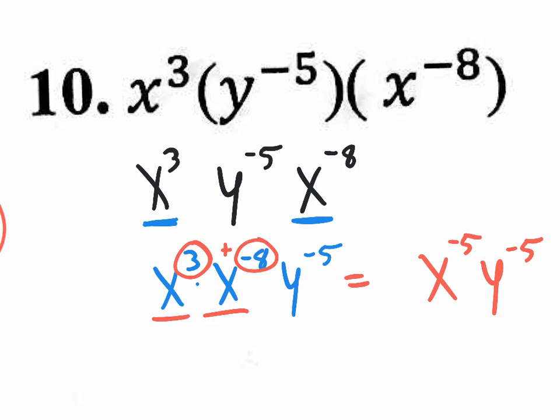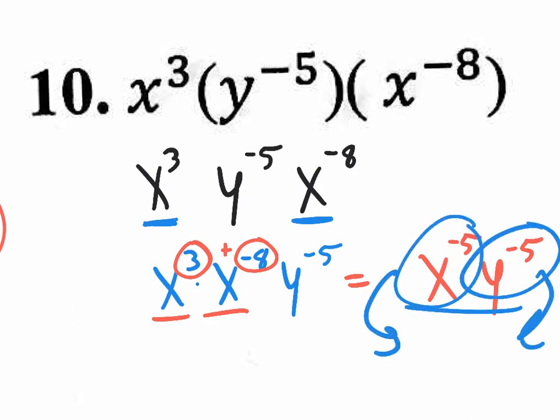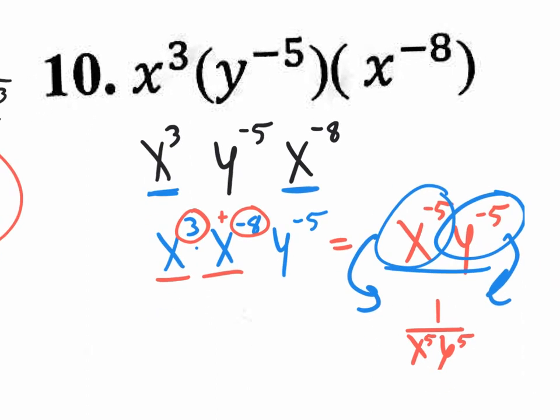Now remember, what rule is it? It doesn't even matter the number, but you can't have negative exponents. It's rule 6 up on the board. You can't have negative exponents. So you have to grab this one, move it down, grab that one, move it down, and they become positive. So your final answer is going to be 1 over x to the 5th, y to the 5th. That's your final answer right there.